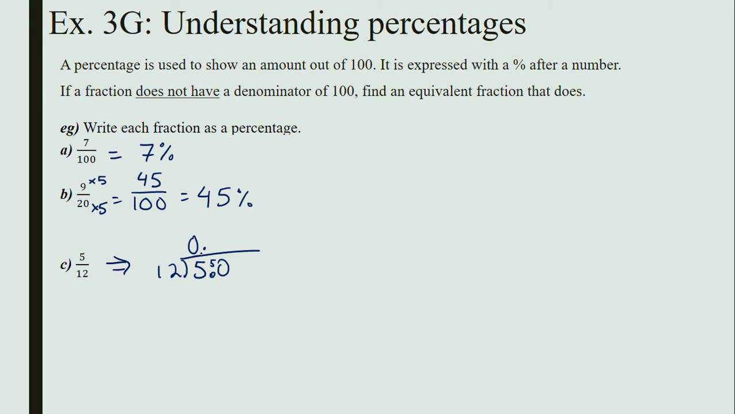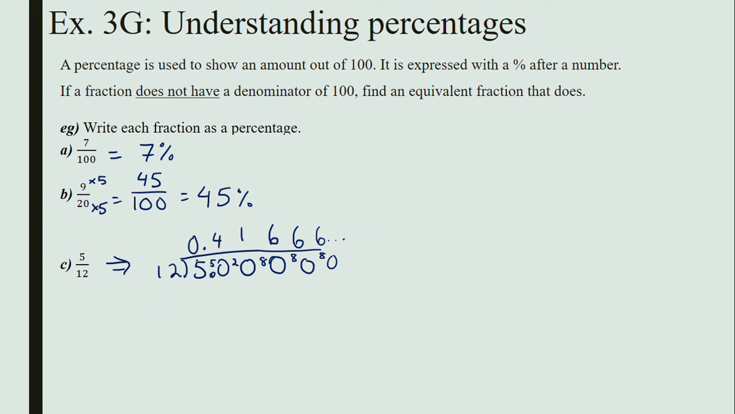So we'll place a 0, we'll carry the 5, 12 divided by 50 is 4, remainder 2. And now we look at 12 into 20, which is 1, remainder 8, and another trailing 0. 12 into 80 is 6, remainder 8. And now we're going to start seeing a pattern. So we're going to leave it there and just put an ellipsis after it.